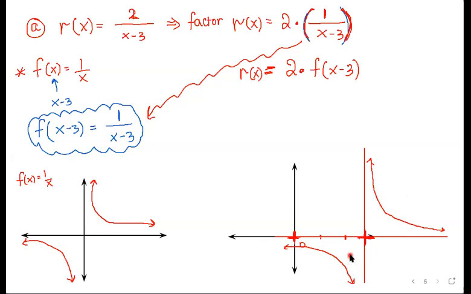Does it, Professor, does it get somehow steeper because there's a 2 in front, that's 2 times f? Yes, after that, this is the second step. Now the third step, we have to multiply by 2. This is number 1. We draw a graph f of x equal 1 over x. This is number 2. Number 3, you have to multiply by 2.